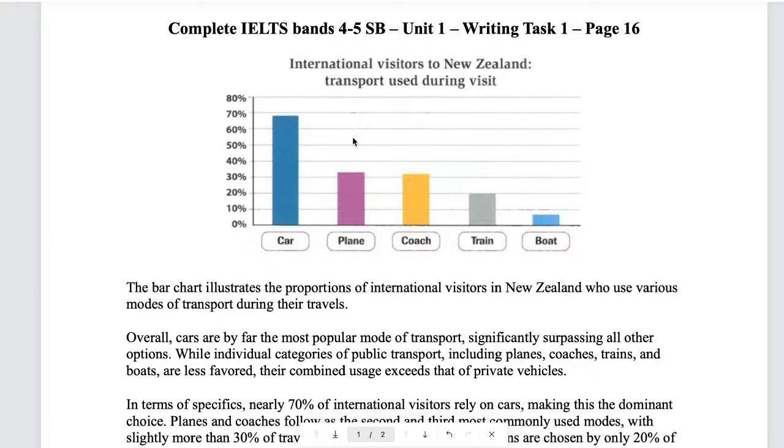Yeah, visitors to New Zealand. They use different types of transport, right? Yes. So here we can see international visitors to New Zealand, transport used during visit. That means that during their visit to New Zealand, they use different types of transport, and we need to write about this. So now let's start with the introduction.